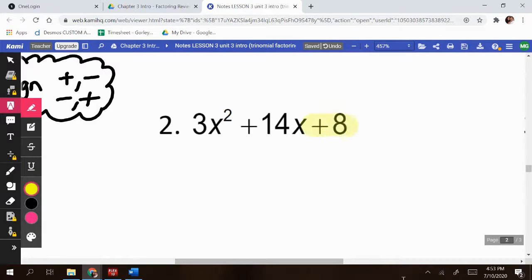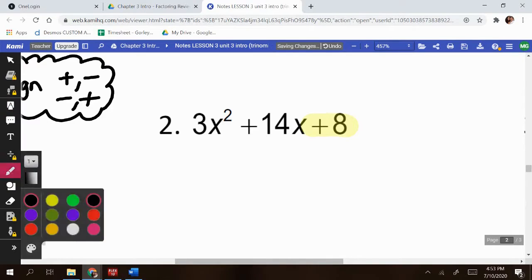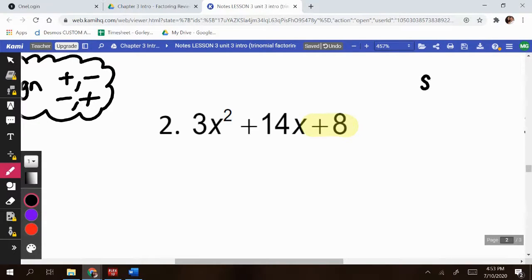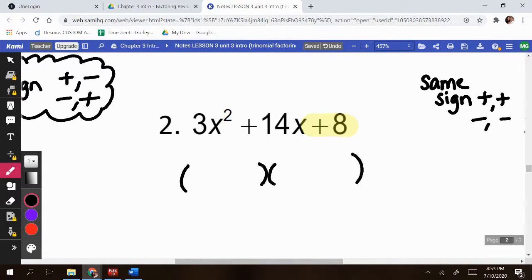We see a positive c value. So that means that we're going to have the same sign, either both plus or both minus. I'm going to set up my parentheses. First times first has to give me 3x squared. So I'm going to use 3x times x. Last times last has to multiply to give me 8. So write out your factors of 8.